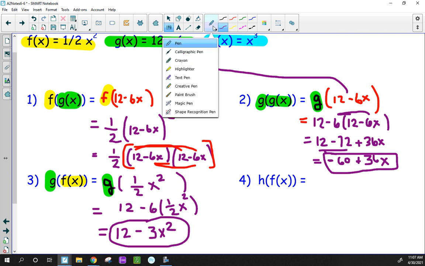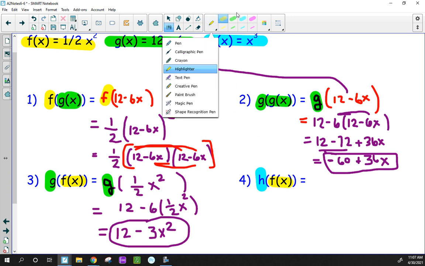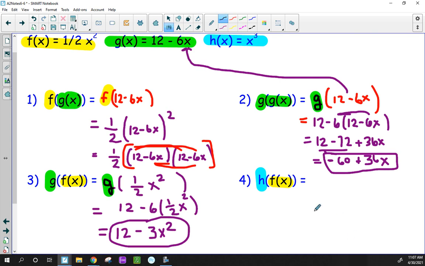Okay, now let's use the last one. Grab my highlighter, got h in front. Got the f of x function going on the inside. We're going to bring down our h first. Parentheses. Yellow function, 1/2 x squared. Copy it down. There's my new problem.